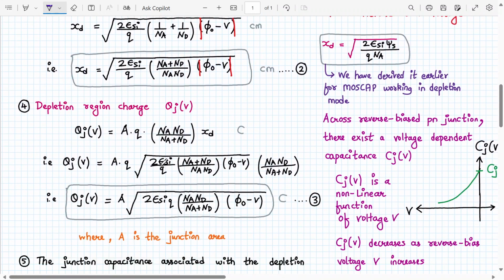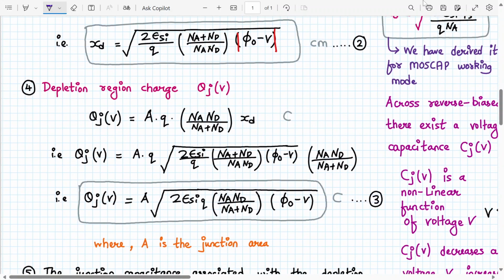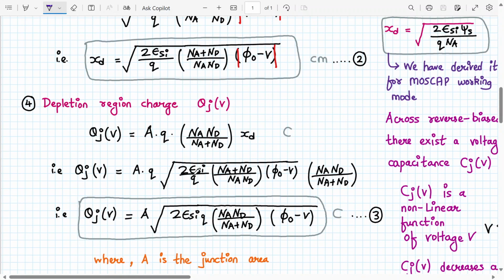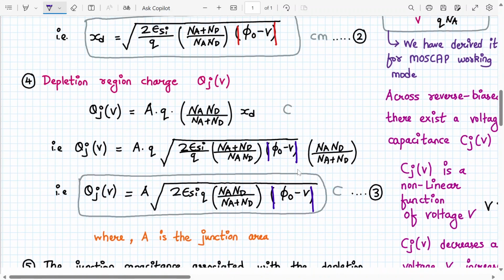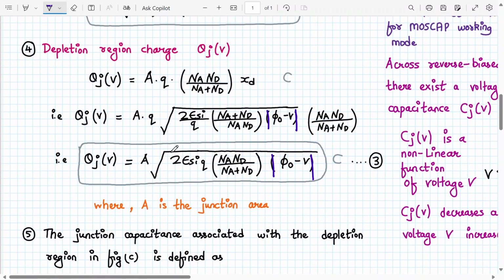So here, let me concentrate over here now. So A into Q into Na Nd upon Na plus Nd into xd. We have rewritten the expression. This is a mod again. So we have multiplied this. Now, if I want to take this Na Nd upon Na plus Nd inside the square root, it becomes multiplication, right? Inside it will become Na square Nd square upon Na plus Nd the whole square.